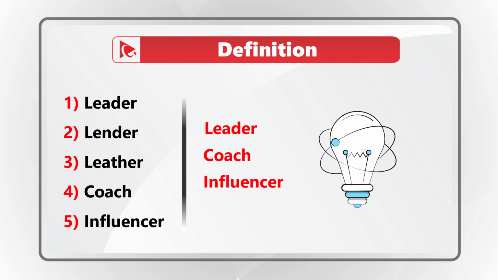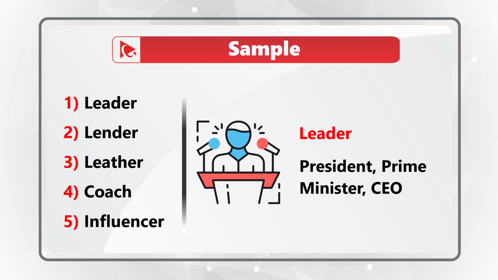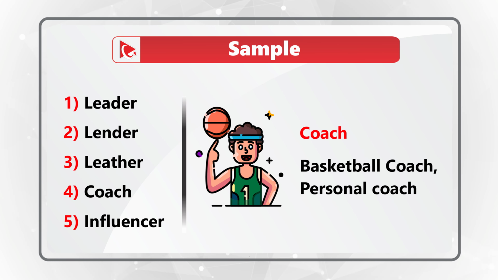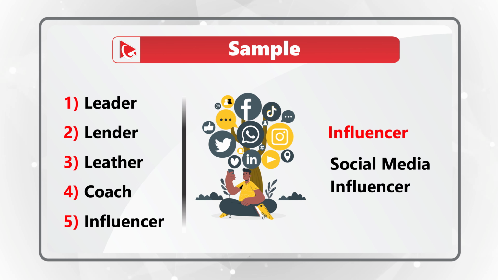Basically, the similarity between these words is that they represent someone in power who uses his or her skills to help others. For example, leader could be a president, prime minister, or CEO. Coach could be somebody helping with sports activities like basketball coach, or with personal development like personal coach. An influencer could be someone who has following on social media, for example, social media influencer.